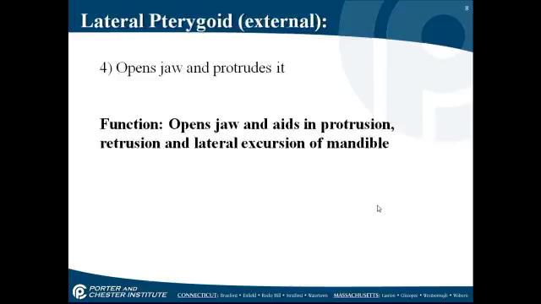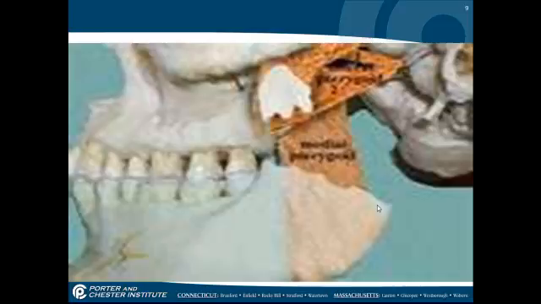The lateral pterygoid, or the external pterygoid, opens the jaw and protrudes it. Its function opens the jaw and aids in protrusion, retrusion, and lateral excursion of the mandible. This diagram shows both the internal and external pterygoid muscles.